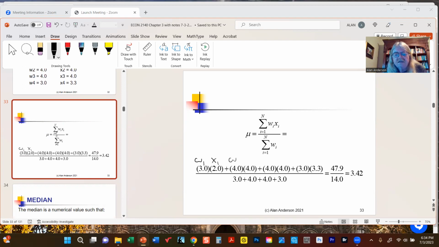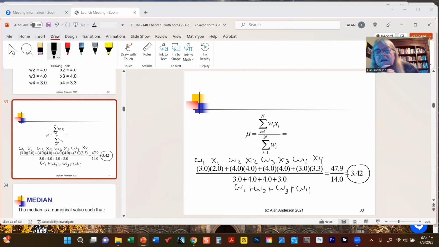And as you would expect, multiplied the weights by the grades, which are the X's. Down here, we simply add up the weights. And so you end up with 47.9 over 14. Your GPA is 3.42. And that's how they do it. That's actually how they do it. So if you always wondered about that, now you know the secret is out. The cat is out of the bag. This is how they calculate your GPA.